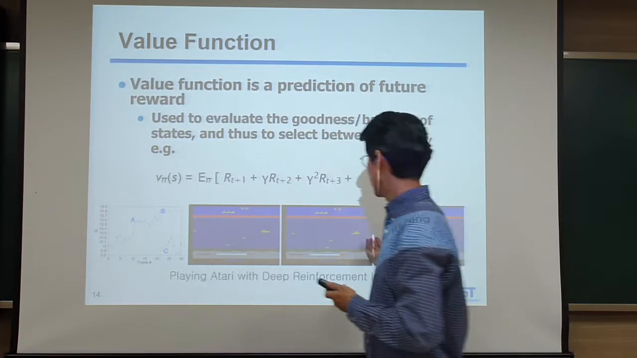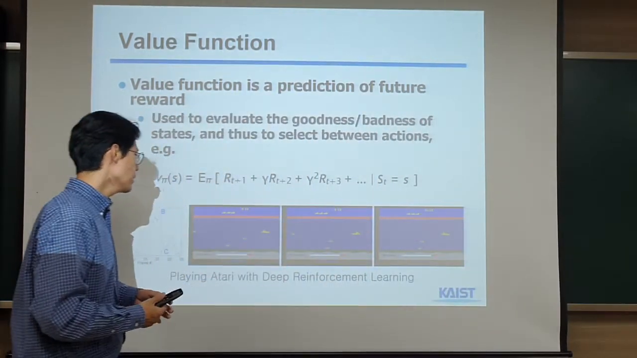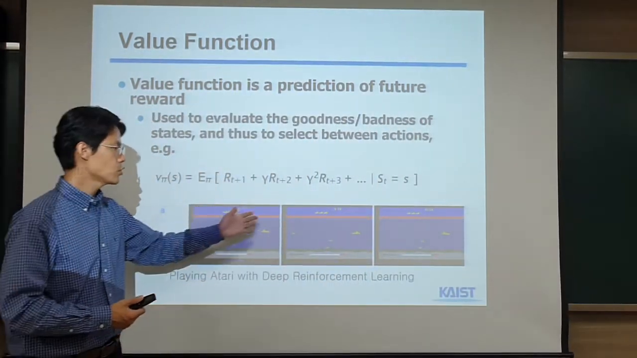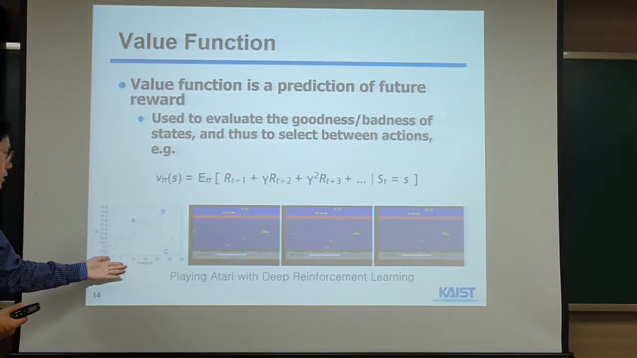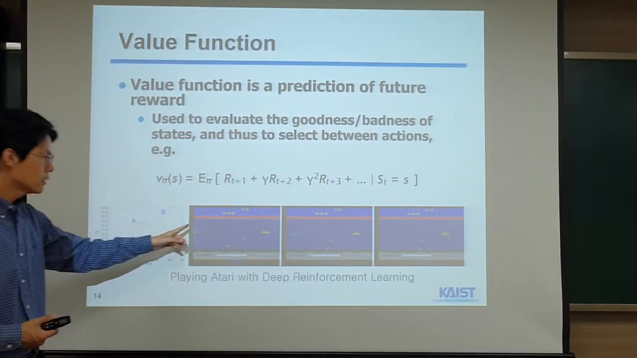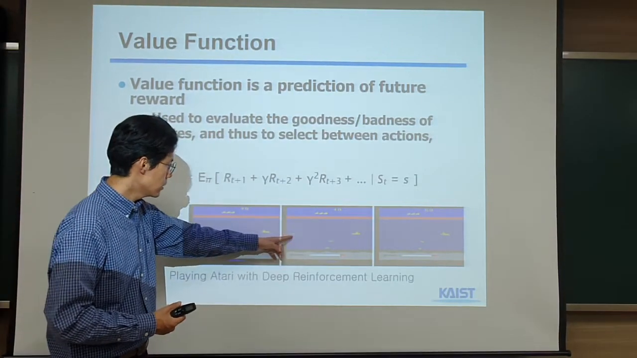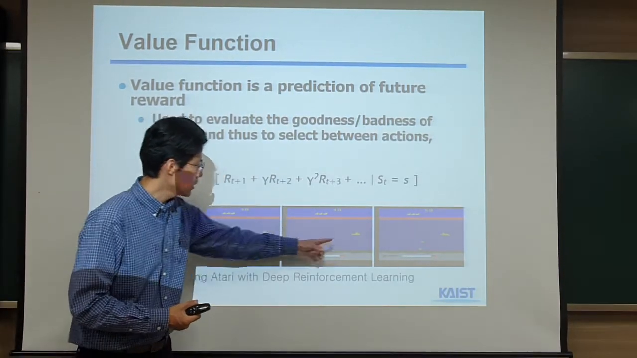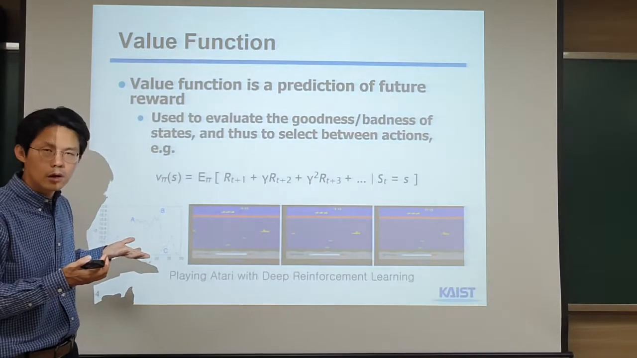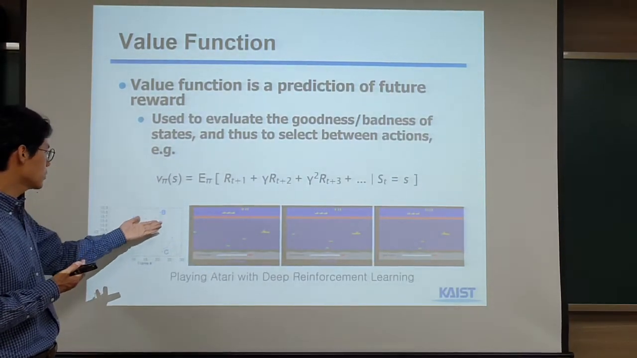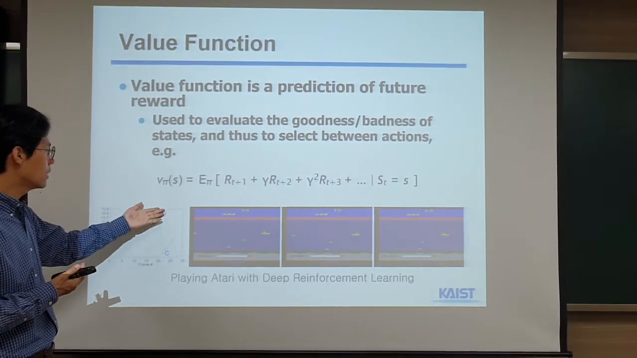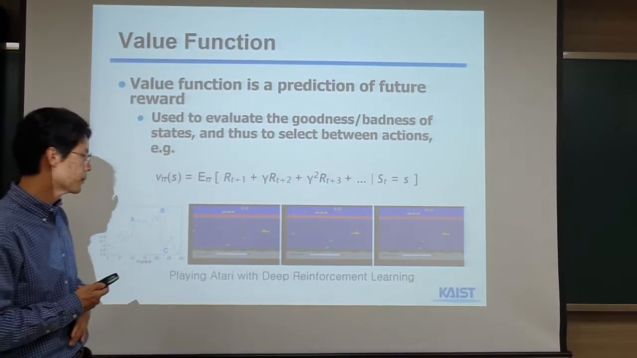I haven't played this game, but this shows a series of frames, and at each frame we are showing the value function. Somehow when this one shoots the missile toward there, it looks like it's highly likely to get a better score. So that's why we get a higher value function, and so on.